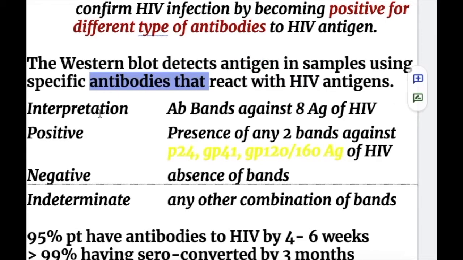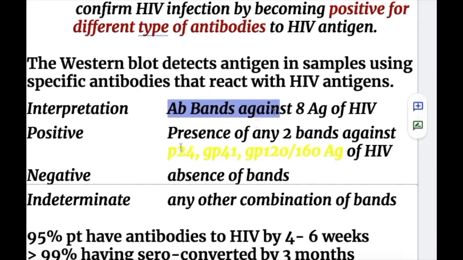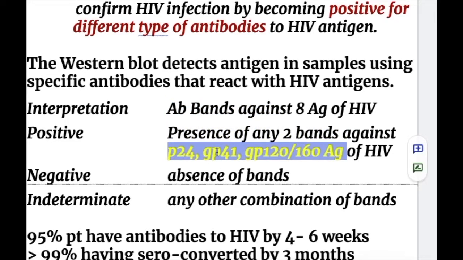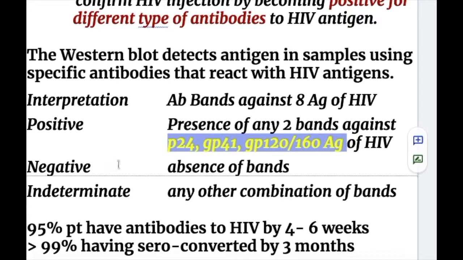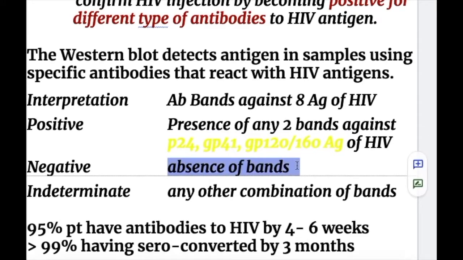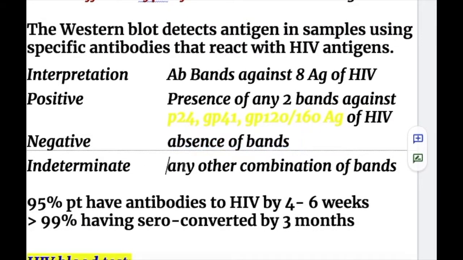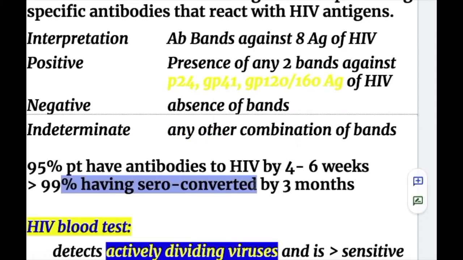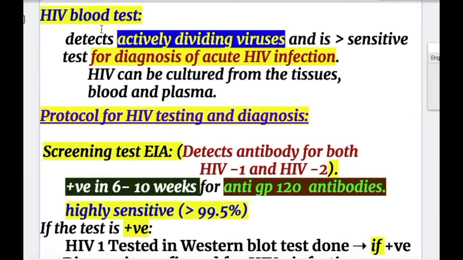In the Western blot test, there are antibody bands against the antigens of HIV. The test is positive when there is presence of any two bands against P24, P41, GP120, 160 antigen of HIV. The test is negative when the bands are absent and indeterminate if any other combination of bands is present. 95% of patients have antibodies to HIV by 4 to 6 weeks, and more than 95% have seroconverted by 3 months. Now, HIV blood test.